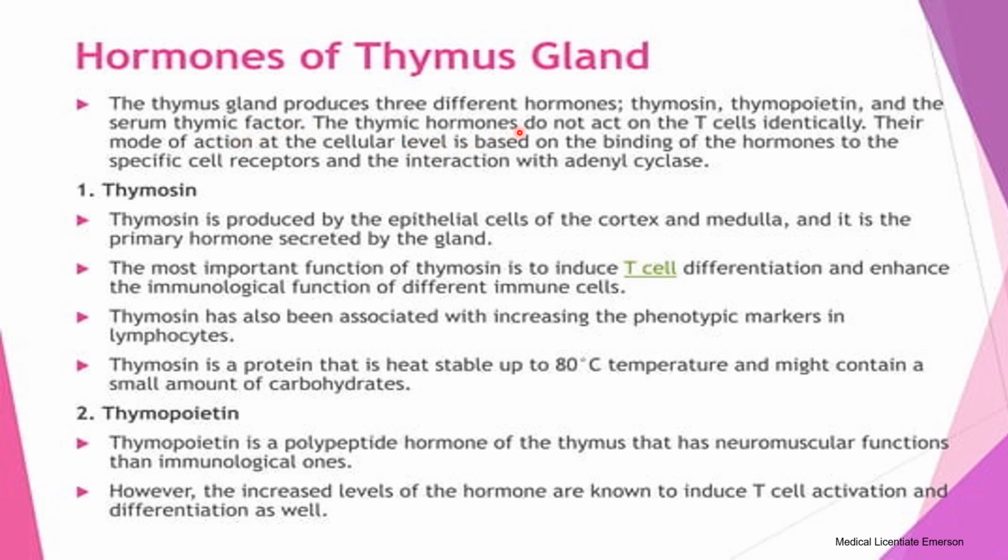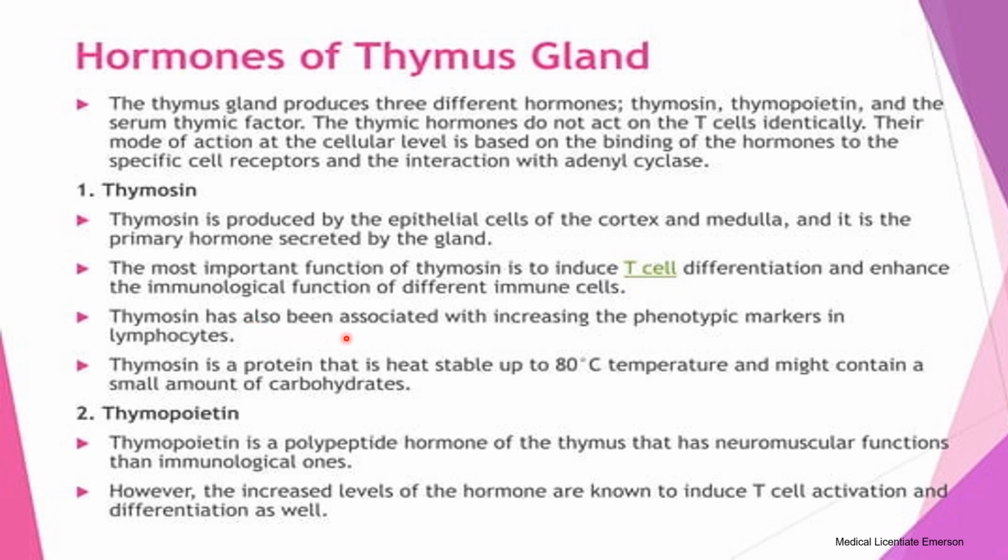The thymic hormones do not act on the T cells identically. Their mode of action at the cellular level is based on the binding of the hormones to specific cell receptors and interaction with adenyl cyclase. Number one, let's talk about thymosin. Thymosin is produced by the epithelial cells of the cortex and medulla, and it is the primary hormone secreted by the gland. The most important function of thymosin is to induce T cell differentiation and enhance the immunological function of different immune cells.